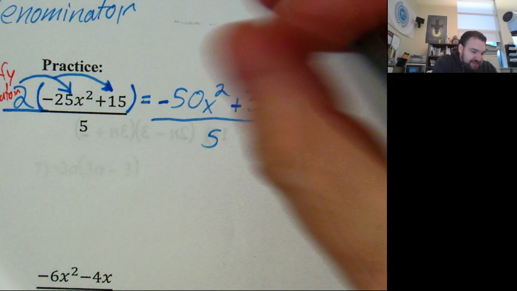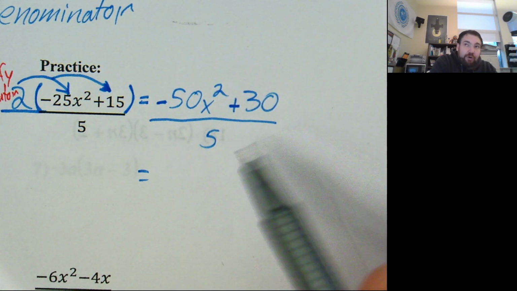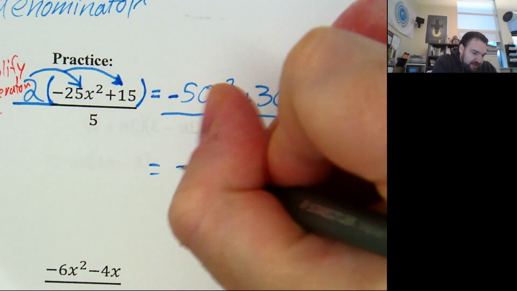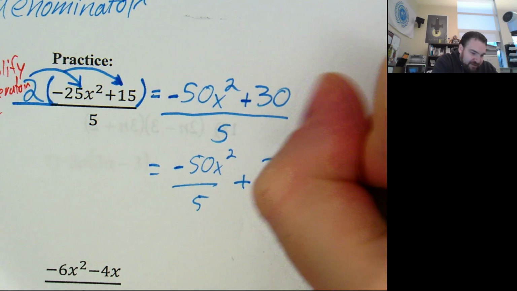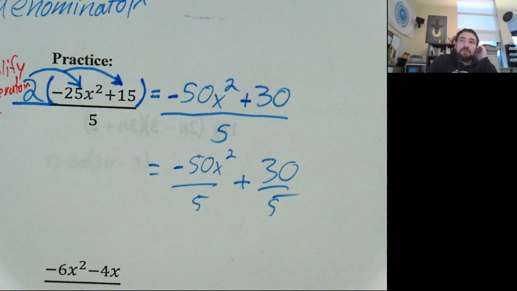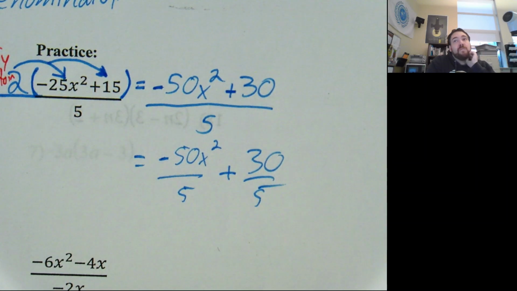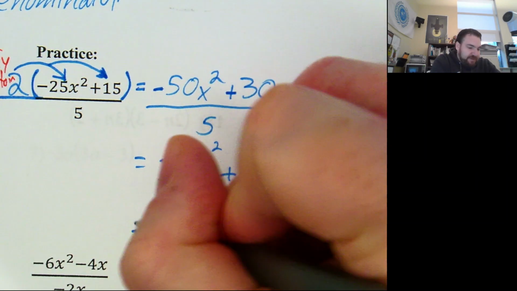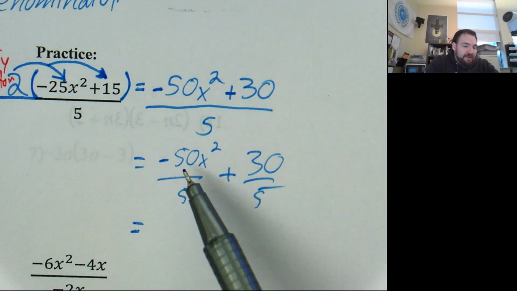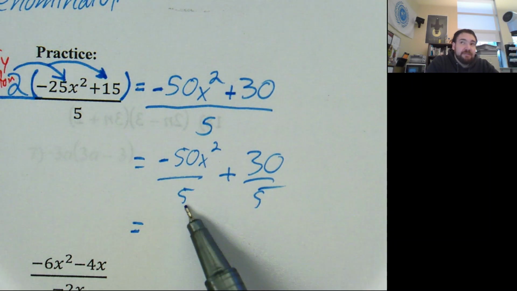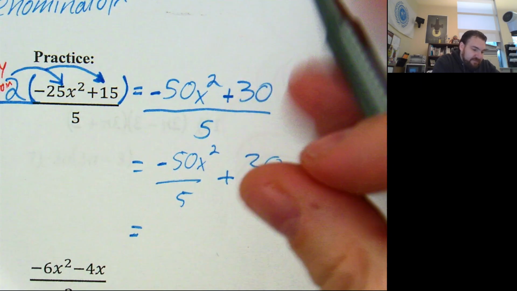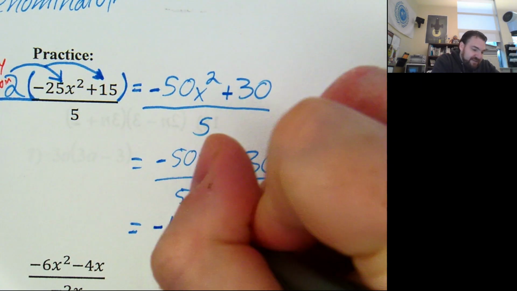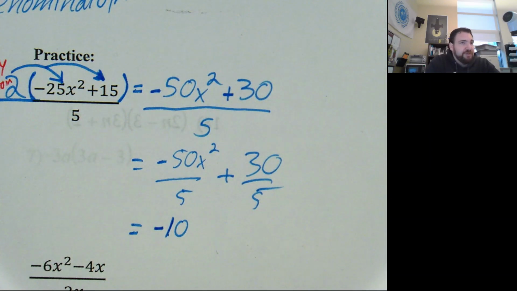I can rewrite this thing as each term in the numerator over the denominator. So it's going to be negative 50x squared divided by 5 plus 30 over 5. And now I can solve this thing piece by piece. Negative 50 divided by 5 is negative 10. If that doesn't come quickly to you, grab a calculator or your multiplication tables.